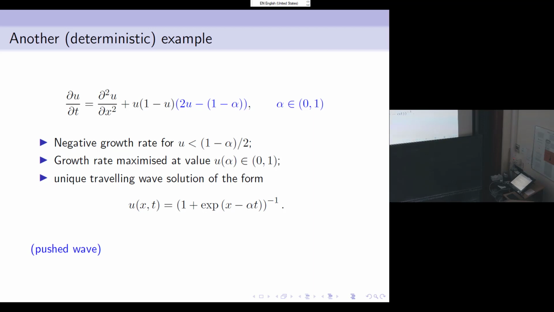So it's a different sort of wave. This is called a pulled wave, because it's all determined by what's going on in the front, and the wave speed is the Fisher wave speed, as it's known. This is what's called a pushed wave, and the wave speed will typically be much faster than that for the Fisher wave. And in fact, for the parameter values that I've chosen, for α small enough, there is a unique travelling wave solution that links 1 at minus infinity to 0 at plus infinity, and up to a translation it takes this form.